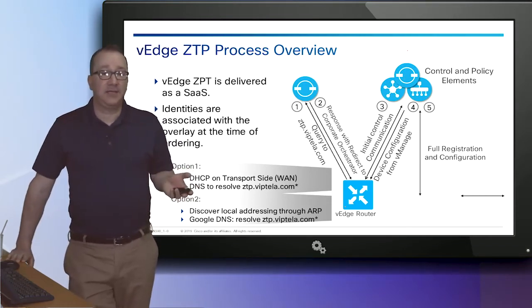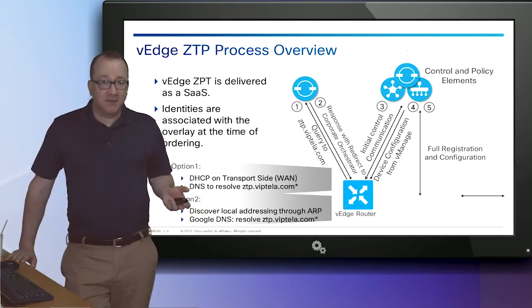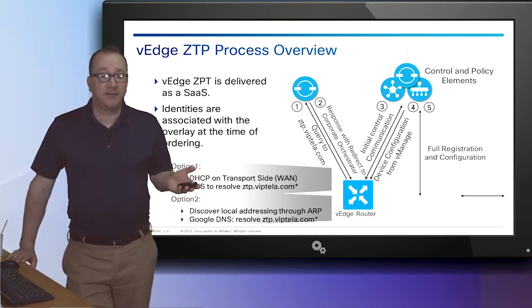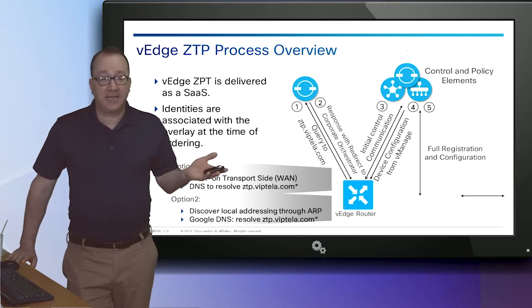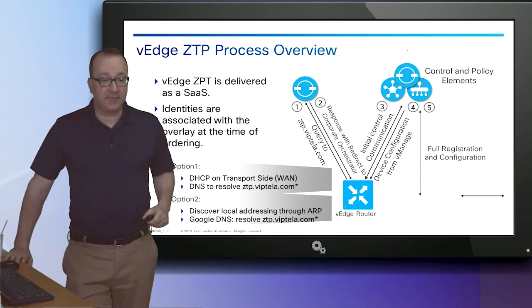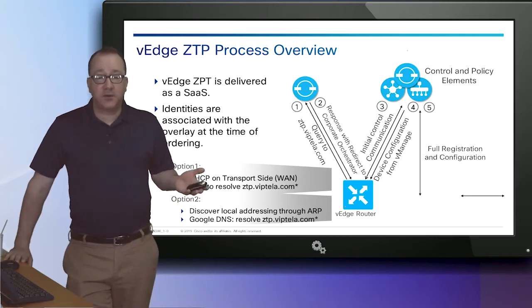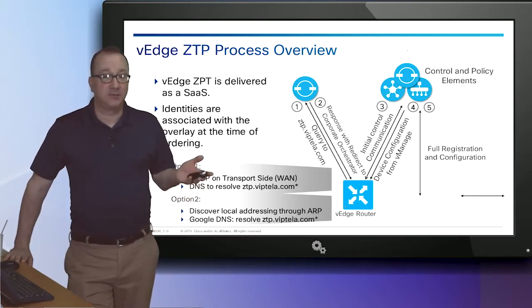Basically, the process is pretty straightforward. We give it, via DHCP, an IP address and DNS information. It resolves ztp.viptela.com for the IP address of that server, and that router connects to it. Once it connects, it's going to verify it, make sure it's actually a valid device, and then it's going to send it the IP address of your local vBond orchestrator that's in the same organization as your vEdge router.